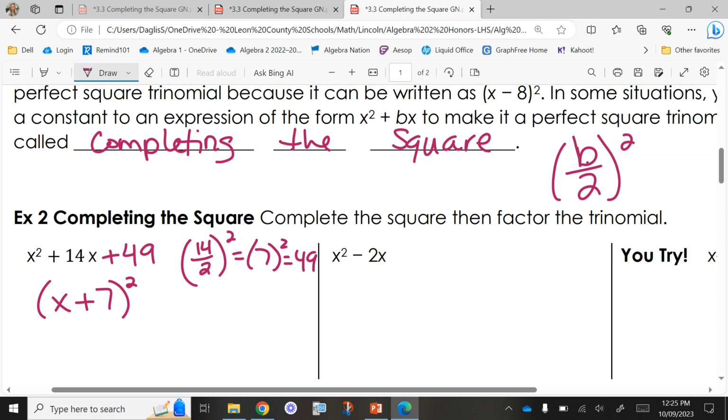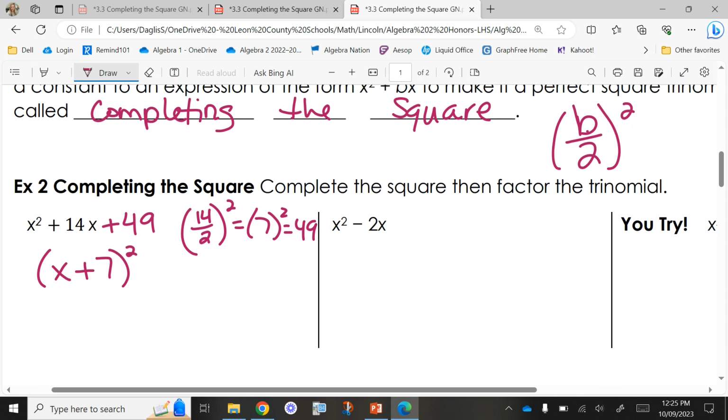So what's the final answer? We completed the square by adding the 49, and then we factored it, doing the x plus 7 squared. That's all this wants you to do right now. We don't have to go beyond that.